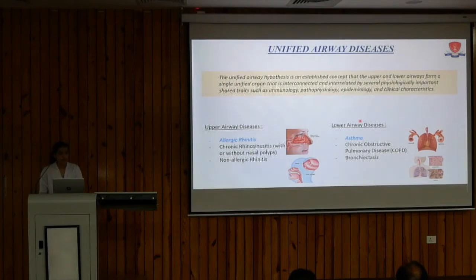The upper airway diseases include allergic rhinitis, chronic rhinosinusitis with or without nasal polyps, and non-allergic rhinitis. The lower airway diseases are asthma, chronic obstructive pulmonary disease known as COPD, and bronchiectasis. In our presentation, we will be studying the correlation and interdependence of allergic rhinitis and asthma on each other and how the management of one can control the other.